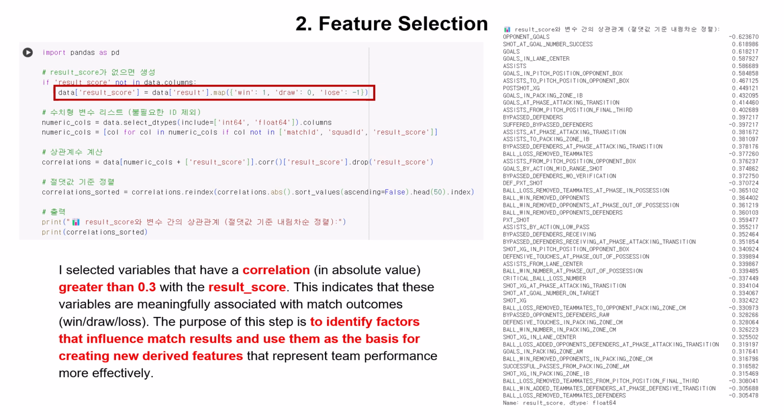So this threshold ensures that we only focus on the features that have a strong enough relationship with the outcome to be considered meaningful. By narrowing down to these variables, I could improve model efficiency and reduce noise from the irrelevant data. This selection also sets the stage for better feature engineering, allowing us to derive new metrics that more accurately reflect team strengths and weaknesses.